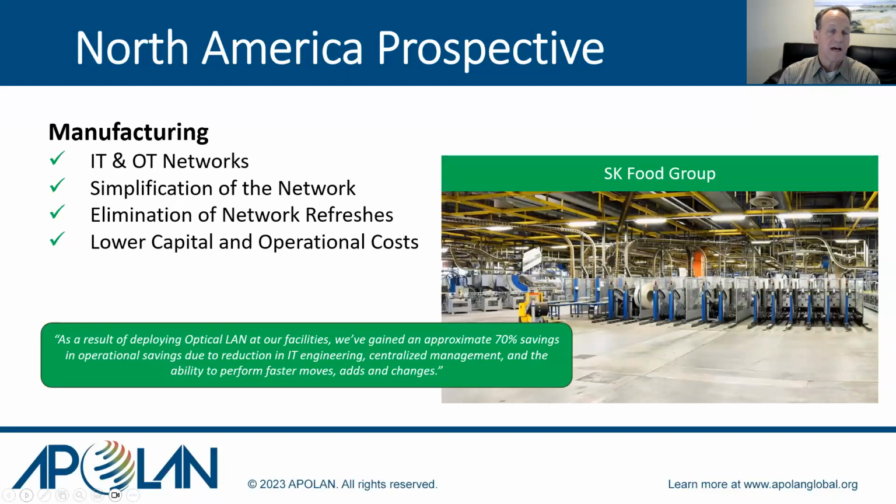Manufacturing. Manufacturing, I have been told, is the most difficult environment to work in. It has the most challenging networks. You have large cavernous spaces, high ceilings, long distances. You have chemicals, they're wet. They have temperature extremes. And passive optical LAN plays very well into these types of environments.